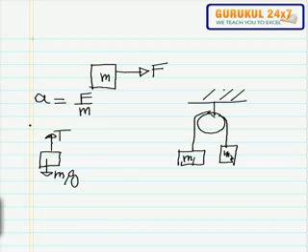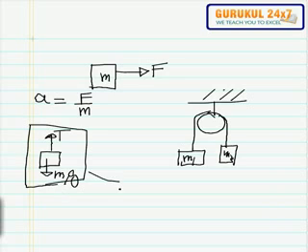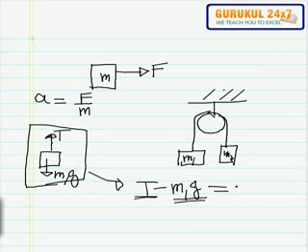Now we have the equations. To write the equation of motion, assuming that m1 goes up, the net force must be upwards. So you will say T minus m1g, that is all the forces which are acting upwards minus all the forces which are acting downwards, equals m1 a1. This is our first equation.